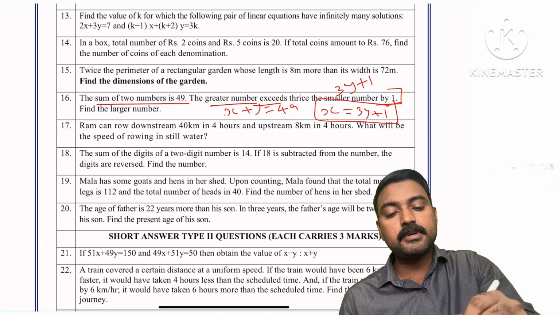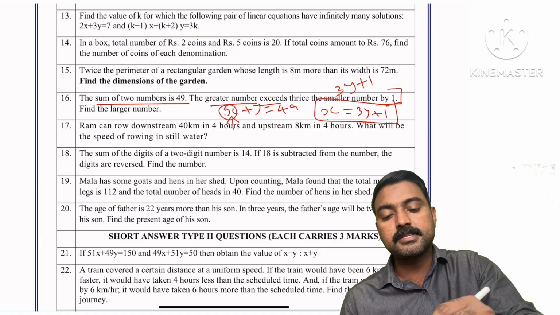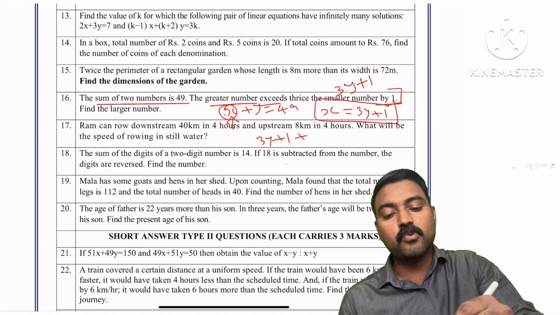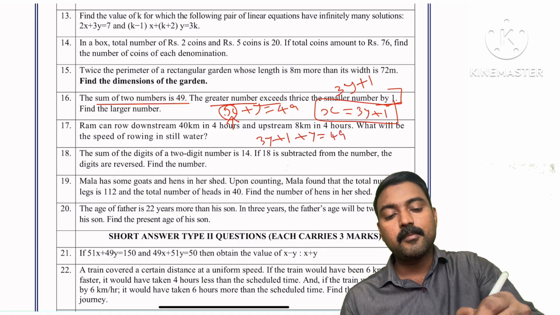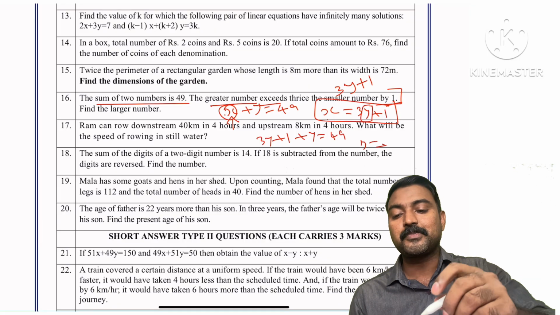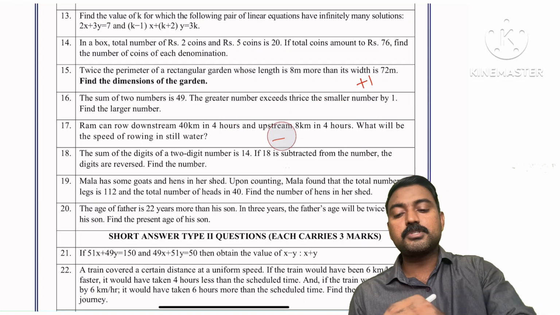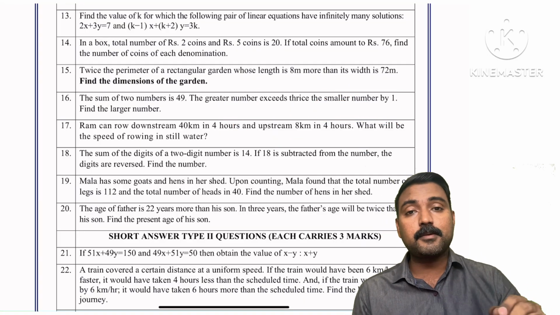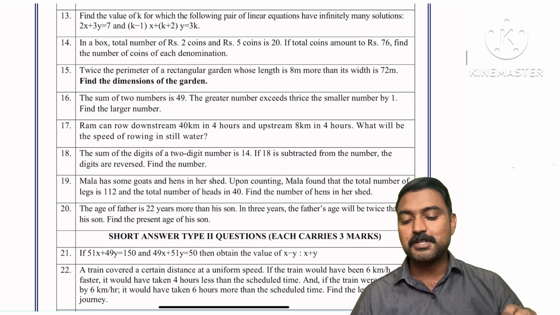This x value you can insert in the other equation. You will get 3y plus 1 plus y is equal to 49. By solving this you will get the y value. That y value inserted here, you will get the x value also. So these are the questions we can expect from the chapter, pair of linear equations in two variables.